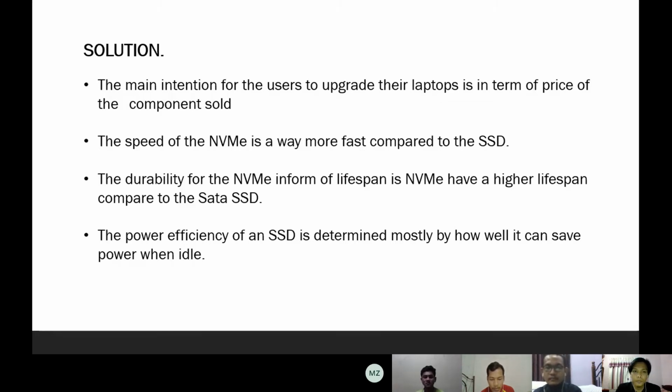And last, the power efficiency of this component. Power efficiency is important to ensure that when a computer accidentally deletes all files and information, the files are in good condition.